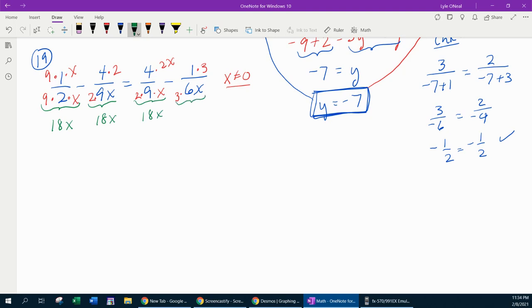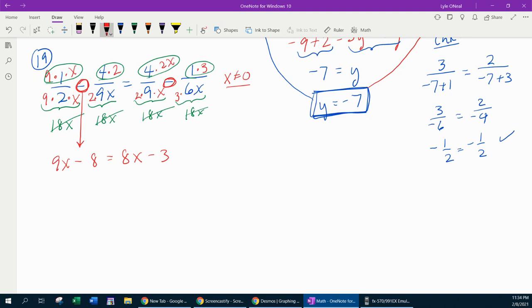18x. 3 times 6, 18x. If you can get all the denominators to match, then you can cancel them out, and whatever's left in the numerator is your new equation. So we're going to have 9x minus 8 equals 8x minus 3. And these signs here are important. If you're wondering how I got those minus signs, that's where those came from.